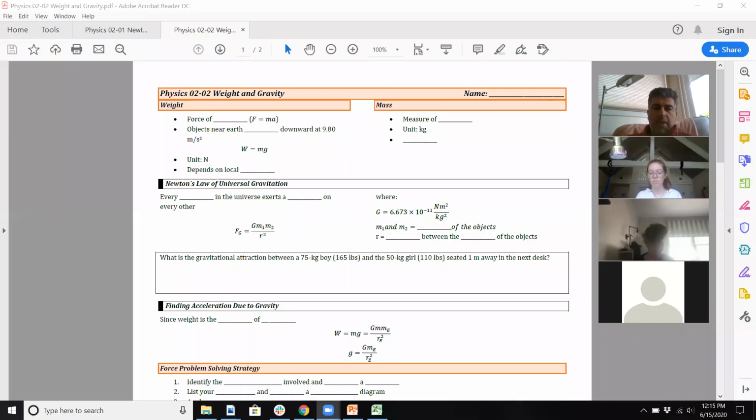Okay, so again, just to recap, weight is a force due to gravity. W equals mg. Mass is a measure of inertia, with units of kilograms. It's a constant because you're not going to create or destroy mass. And remember, weight depends on the local acceleration due to gravity, depending on if you're on different planets or something like that.